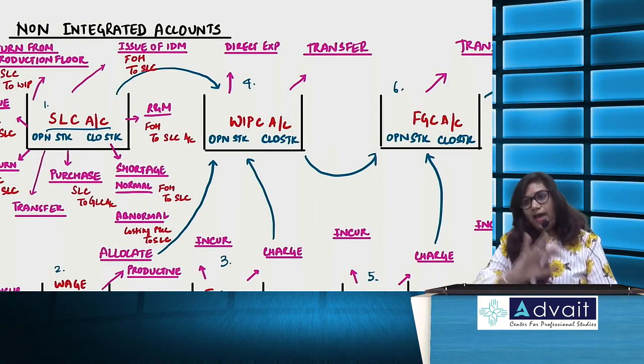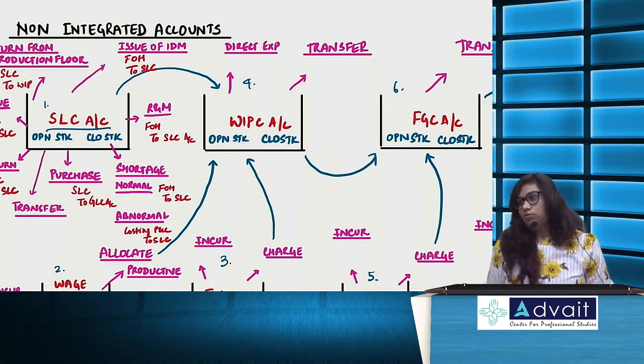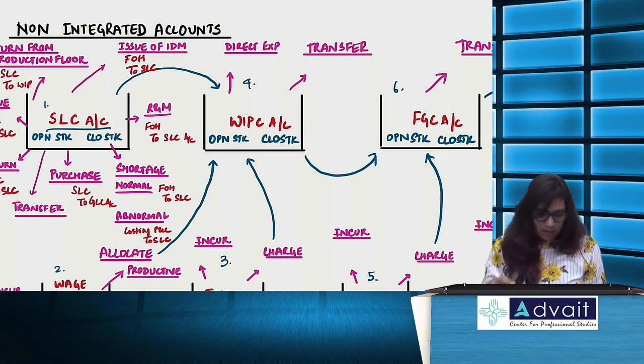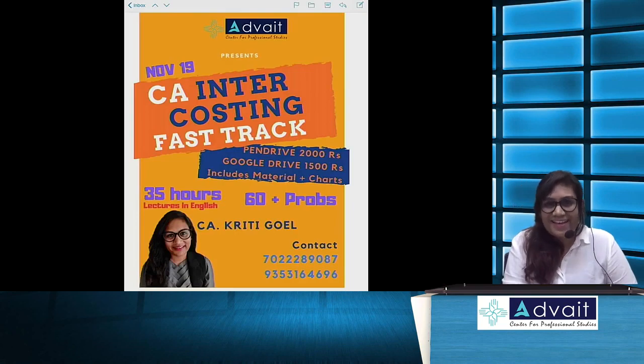So the maximum number of entries are in SLC only. As you proceed, the entries will go on reducing. Guys, okay? Everybody?